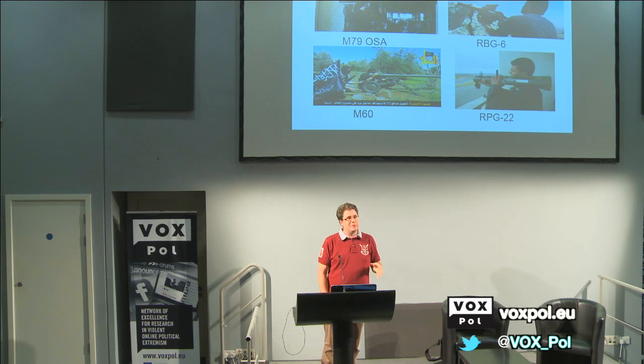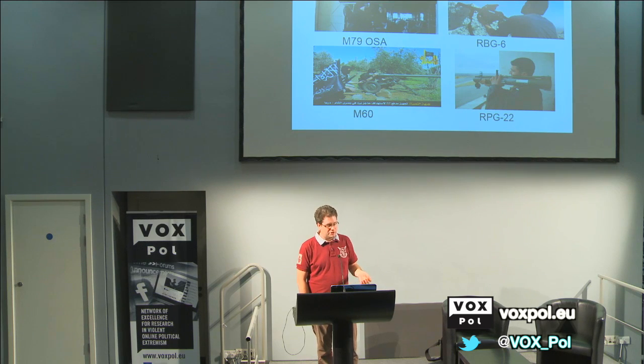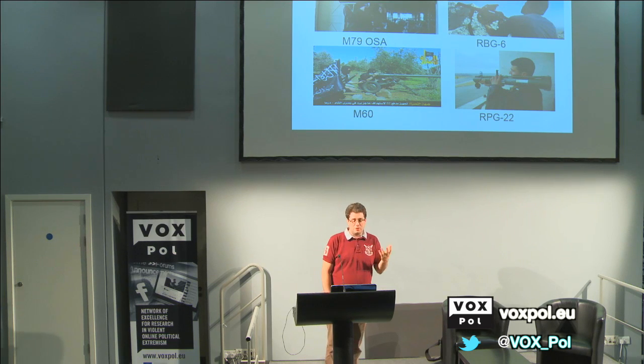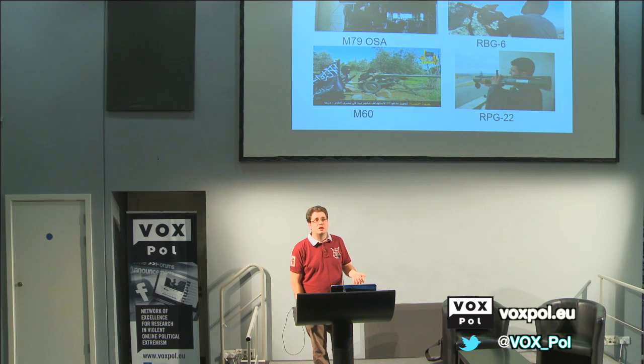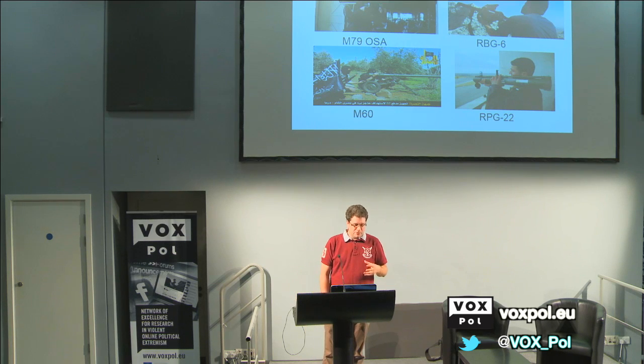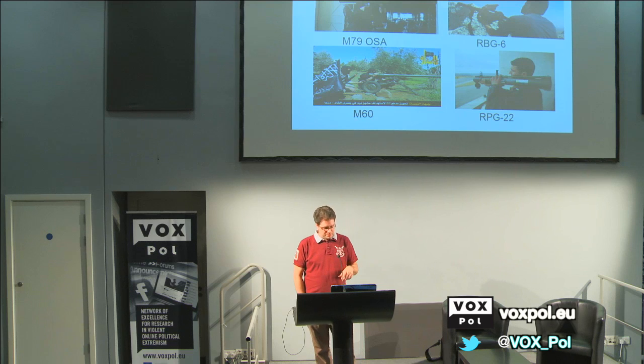There wasn't that much information online about some of these weapons. The M79 Ossa, I found one reference image for. The M60 recoilless gun, I found two reference images for. There was like nothing online about these because they were very unusual weapons. They were from the former Yugoslavia. The RBG-6, well, I'll come back to that.